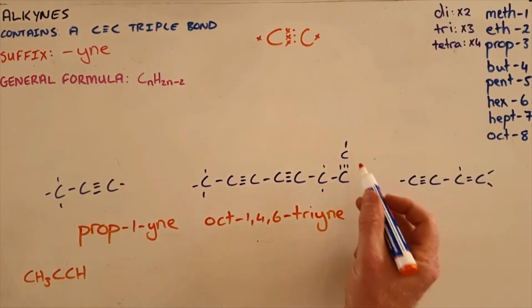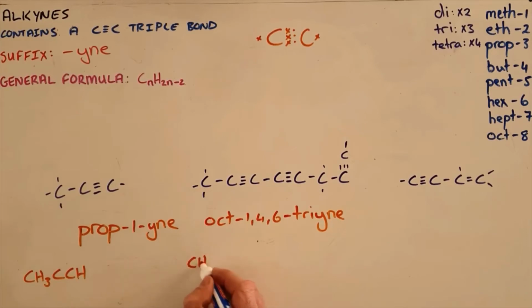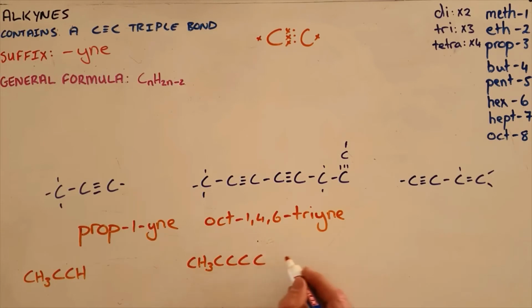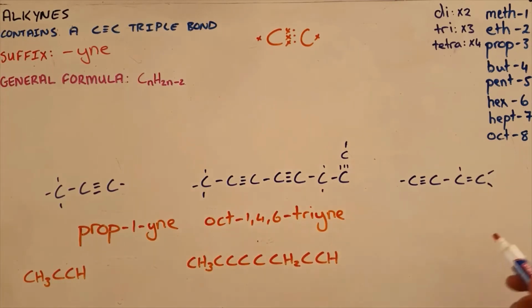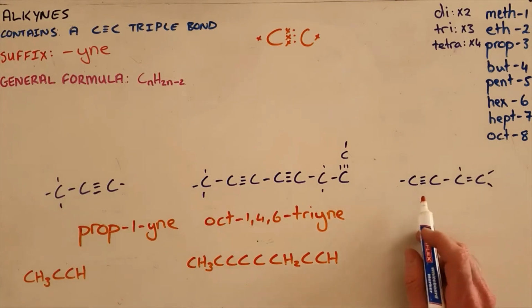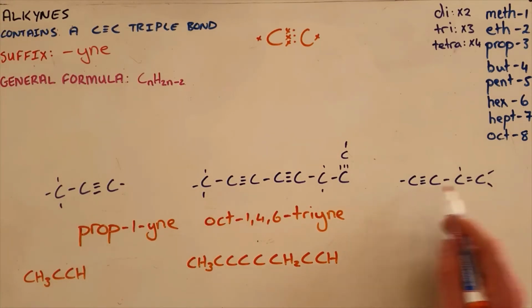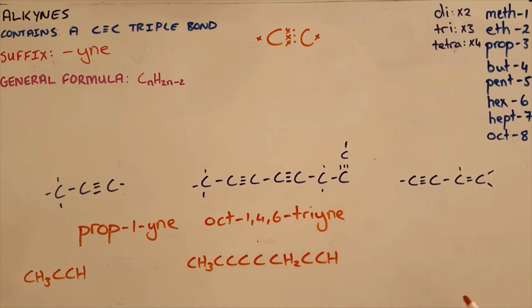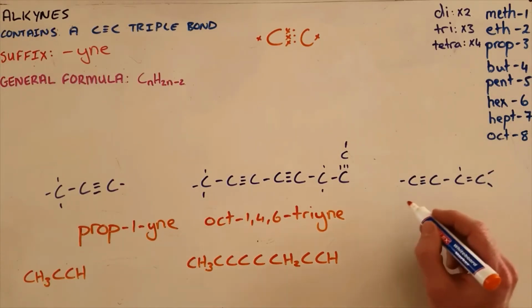And the condensed structural formula for this molecule can be written as CH3 followed by a C followed by another C, C, C, CH2, C, CH. And our final example here, we can see that there is a triple bond and a double bond present, which would suggest that this is both an alkyne and an alkene, but the alkyne takes preference over the alkene, so we follow the same numbering pattern. 1, 2, 3, 4. This is a but molecule.